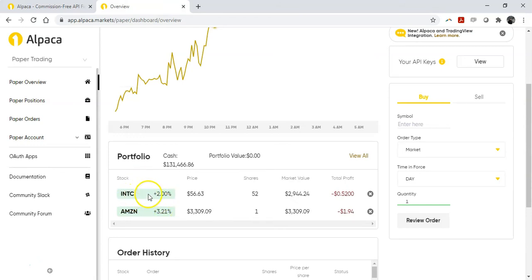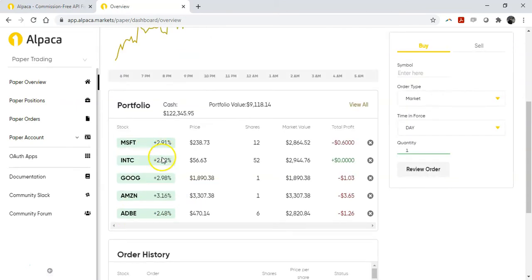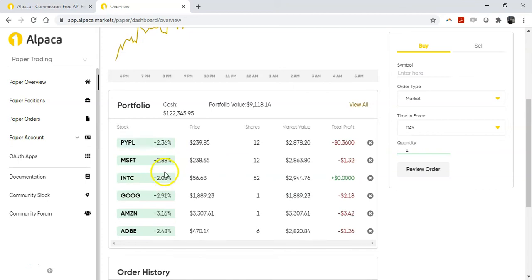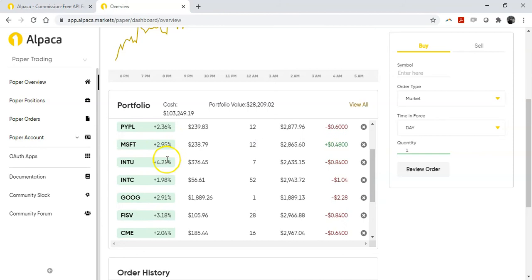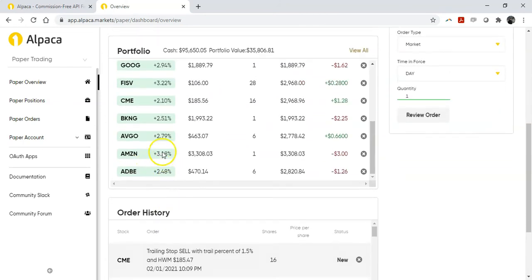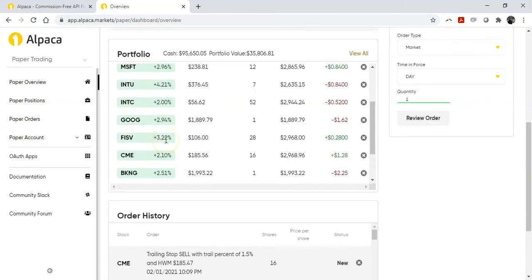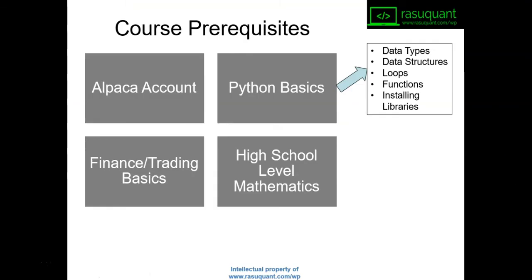We have got a long position on Intel, Microsoft, Amazon, and we know that these trades are correct and they have been placed after taking into consideration the top gainers and losers, because you can see that this is the gain that these stocks have registered since the markets opened today. I had set a threshold of 2%, and it looks like the trade is doing as per expectation. It is picking stocks which have moved more than 2% since the market opened, and it has placed trades on them. But before you enroll into my course, I would want to clarify the course prerequisites.